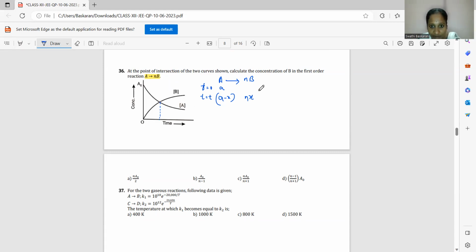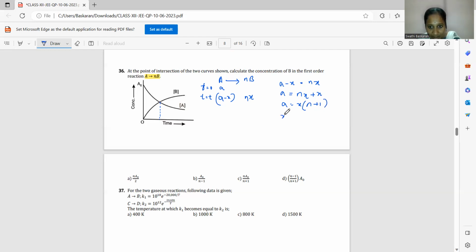So we will be equating a minus x is equal to nx. Okay, bring the like terms on the same side. So how do we bring the like terms on the same side? a will become equal to nx plus x. Now take out the common, which is x. If you take out x, n plus 1.